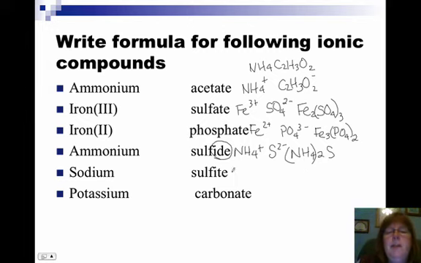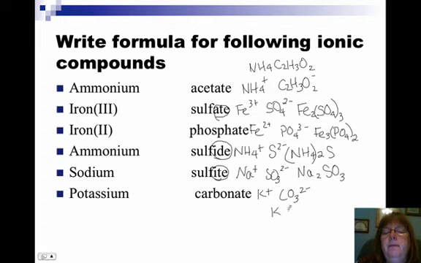Okay. Sodium, plus 1, group 1A metal. Sulfite, notice the ending is ite, not ide, and not ate. Ite. It's an SO3, 2 minus. And the formula is Na2SO3. And potassium, plus 1, carbonate, CO3, 2 minus, 2 potassiums for 1 carbonate. There we go.